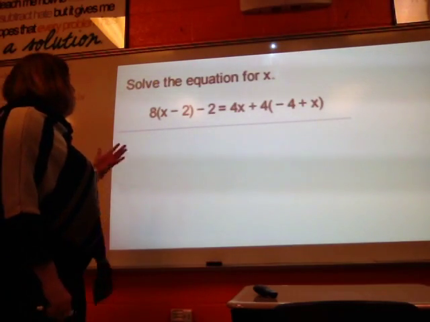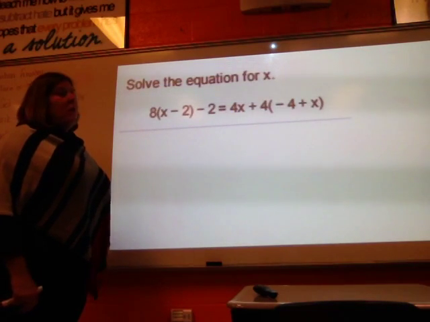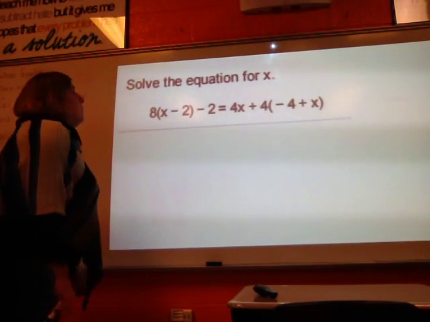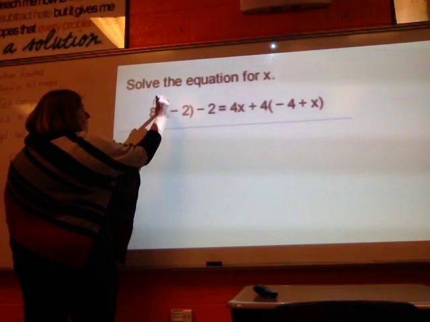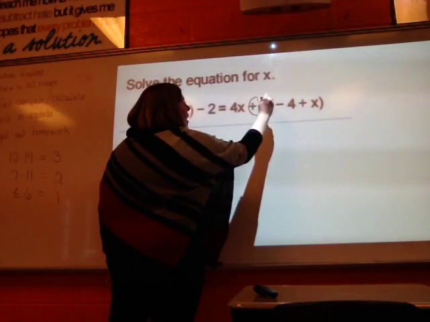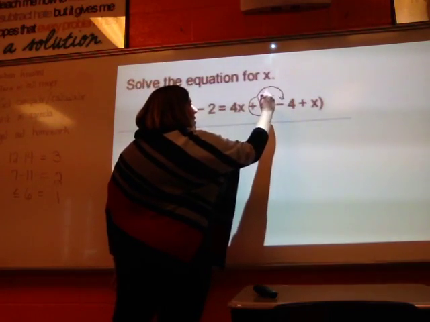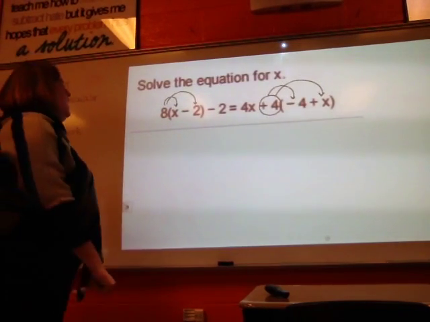Chapter 2 is still all about solving equations and being able to solve for x. So if I'm looking at this equation, there's a couple of things that I have to remember to do. I have to remember to distribute here and here, and then I have to remember to distribute this positive 4 to here and here. Now remember, distributing is just a fancy word for multiplication.